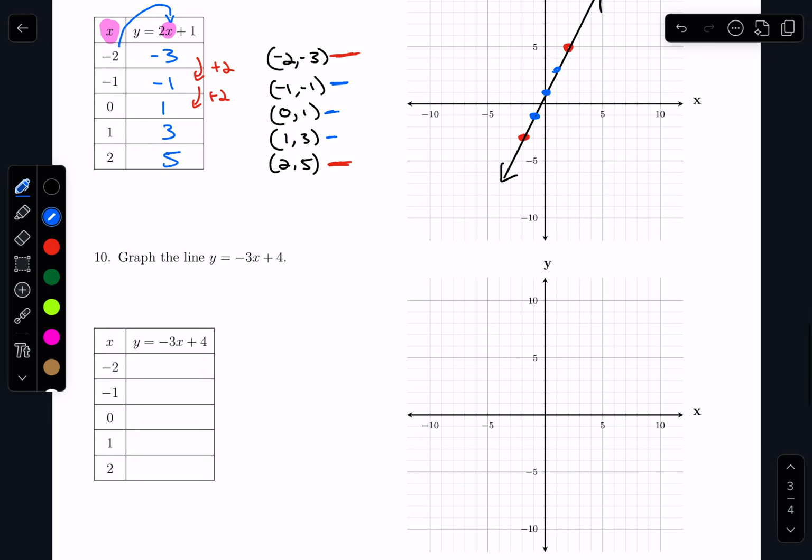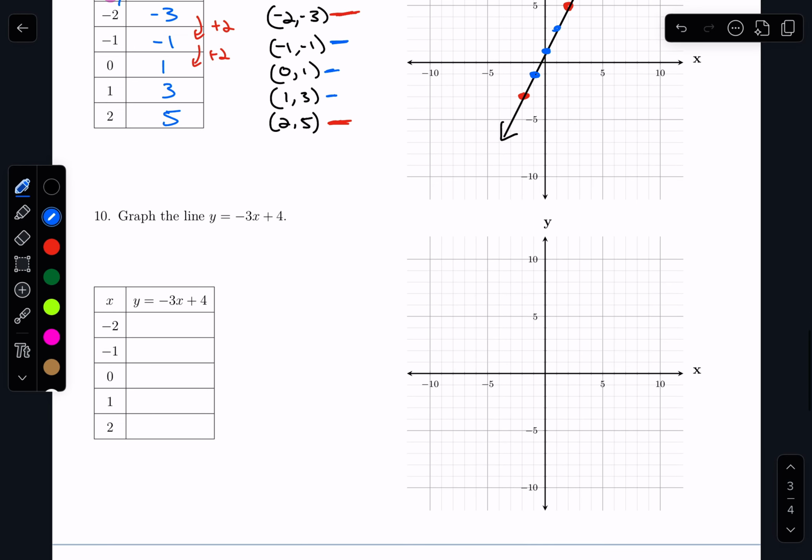All right, let's try it again. This time we're going to graph the line y equals -3x plus 4. The first thing I'm going to do is plug in my first x value, which is -2. When I plug -2 in for this x, -3 times -2 is +6, plus 4 gives me 10.